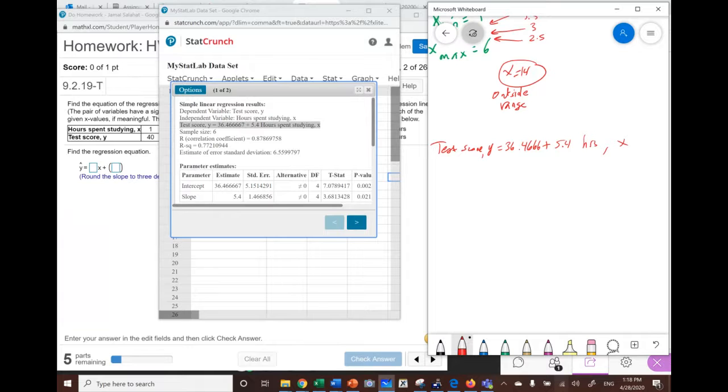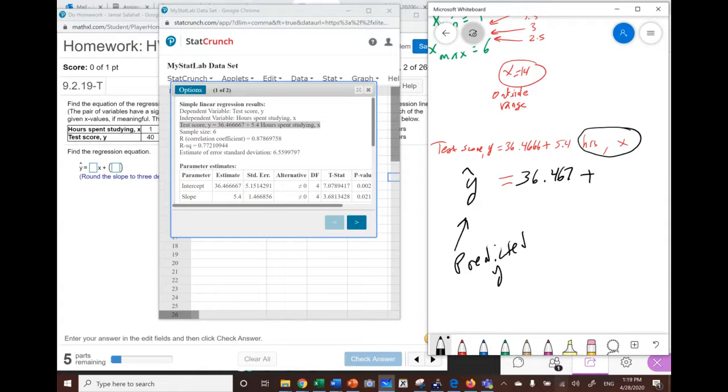Notice that to write this equation, we're going to write, here's the equal. Instead of saying test score Y, we're going to say this is Y hat. Y hat means the predicted Y. Y hat is equal to, and in the problem they want us to write to 3 decimal places, is going to be 36.467 plus, and instead of saying the hours X, we're just going to write X. So it's going to be 5.4. And again, they want 3 places. There is nothing else to add in there because the problem gave us 5.4 exactly. So this is my prediction equation.